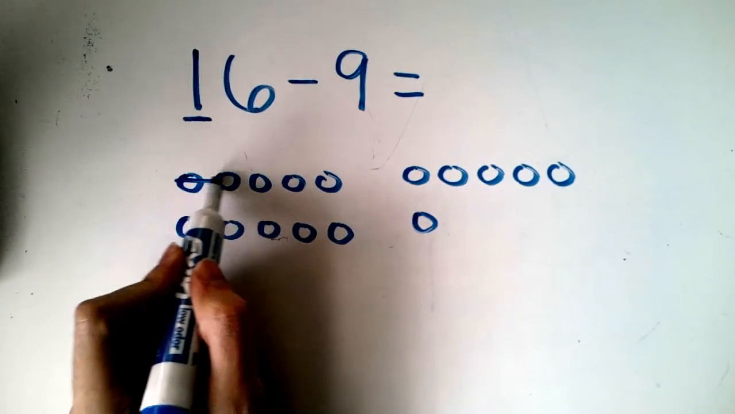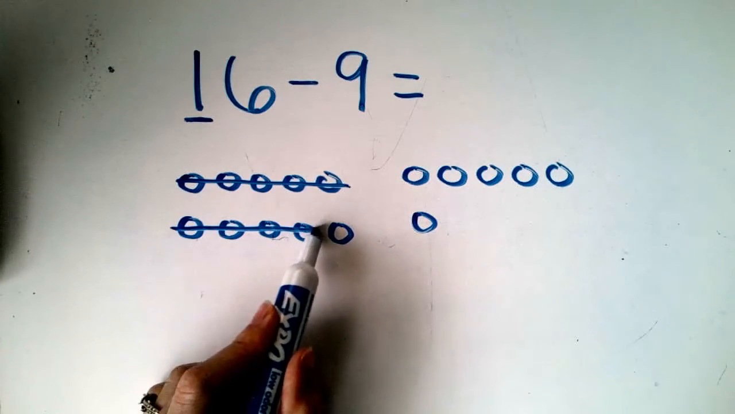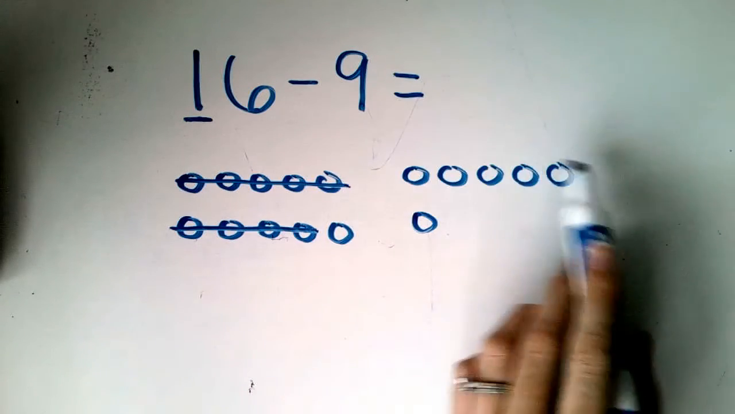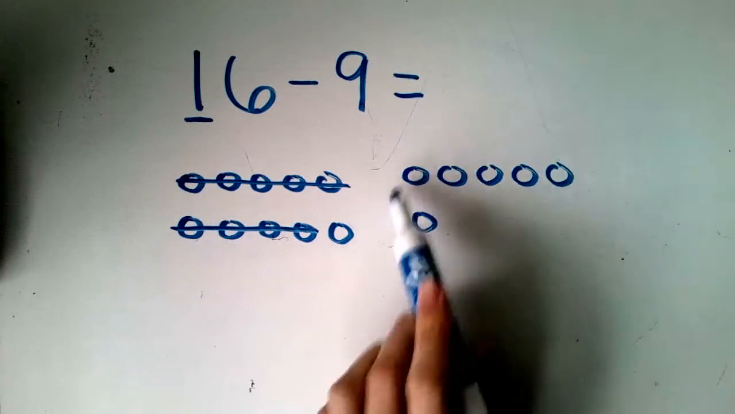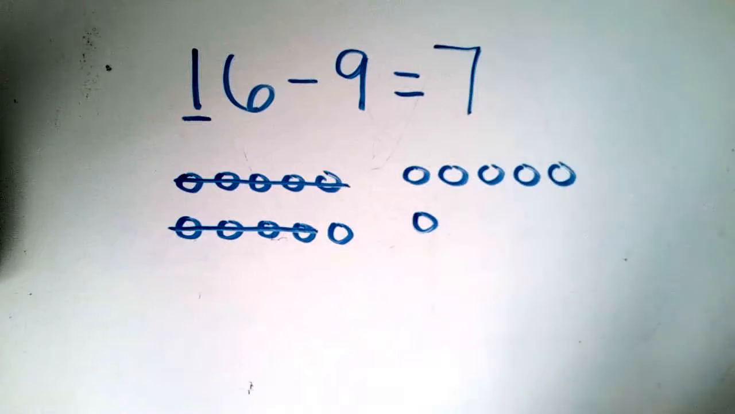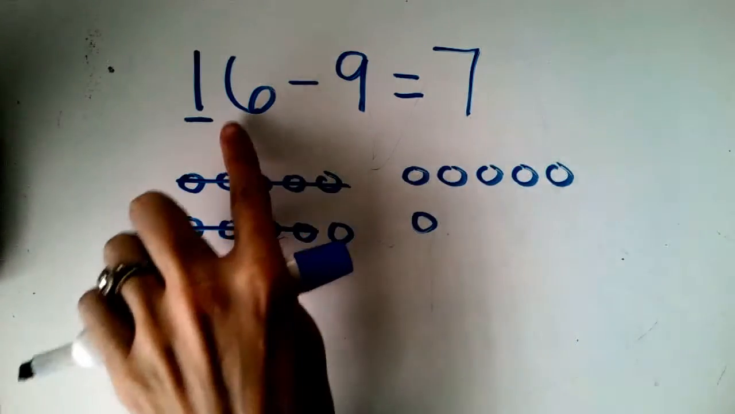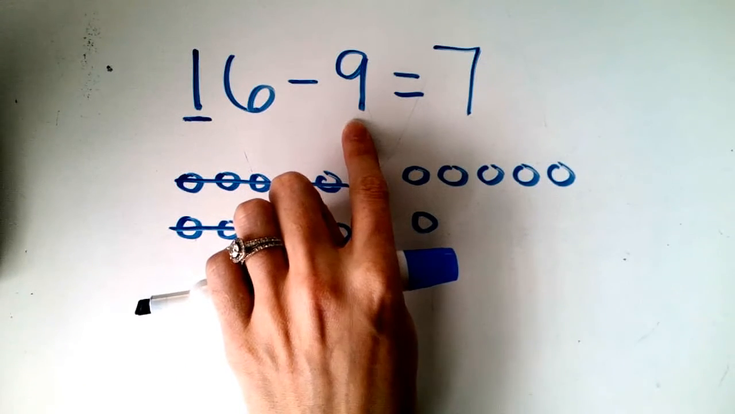9 is 5 and 4 more, so a whole row and 1, 2, 3, 4 more circles. Now I see what I have left. Boys and girls, what do we have left in our picture? We have 6 still and 1 more. 7. If you do not have 7 left in your picture, either you did not start with the right number or you did not subtract the right amount of circles.